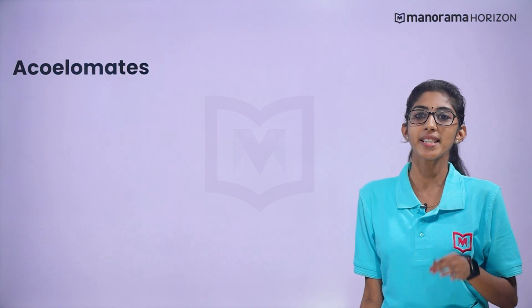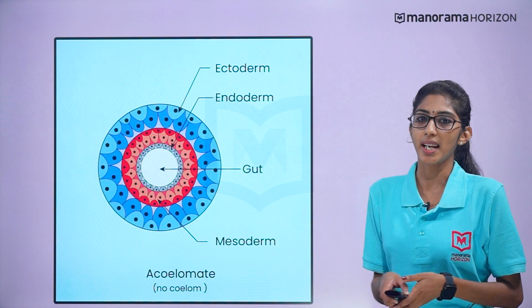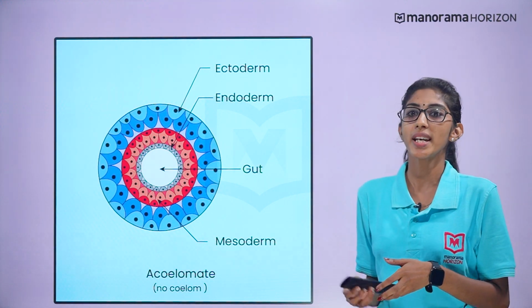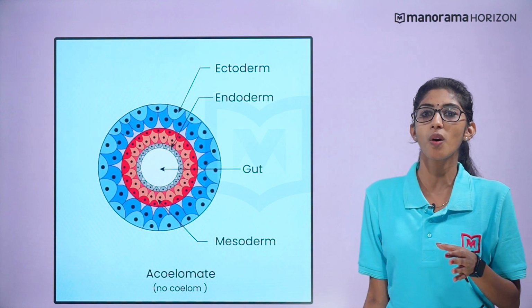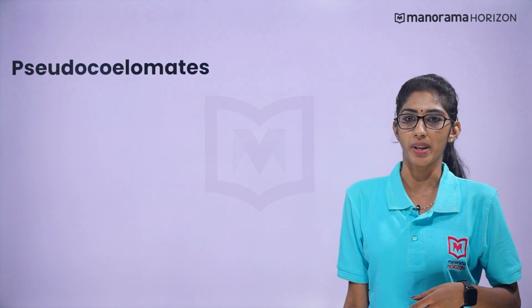The first one is acoelomates. Here, you can see that the body cavity is absent. Such organisms are called acoelomates. Platyhelminthes is an example of acoelomates. The second one is pseudocoelomates.